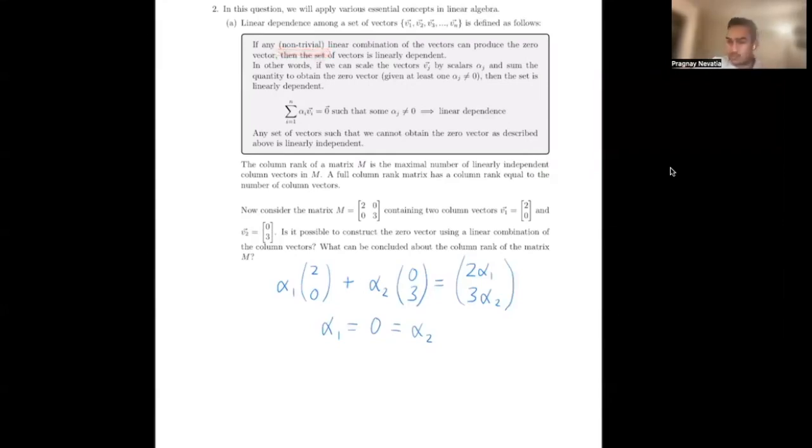So to prove linear independence: in our case, since the only way we can make this the zero vector is by setting the constants to 0, our matrix is actually full column rank, and it has two linearly independent vectors. So we can say that the rank is 2, which implies that it's full column rank.